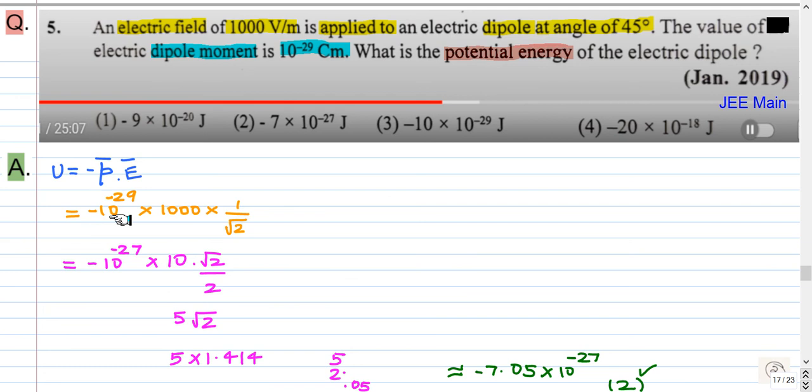So 1000 we can combine with this one to give 10 raised to minus 26. And 10 by root 2 is 5 root 2, which is 5 into 1.414. 5 into 1 is 5. 5 into 0.4 is 2. 5 into 0.01 is 0.05. So it's approximately minus 7.05 into 10 raised to minus 27. Correct option is option 2.